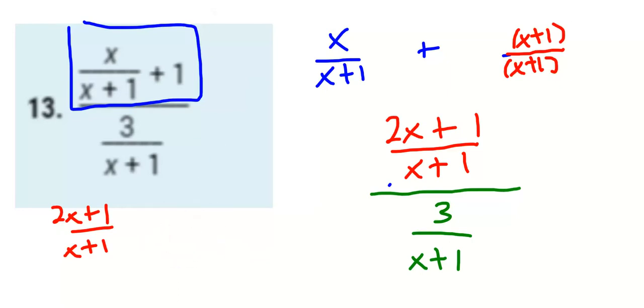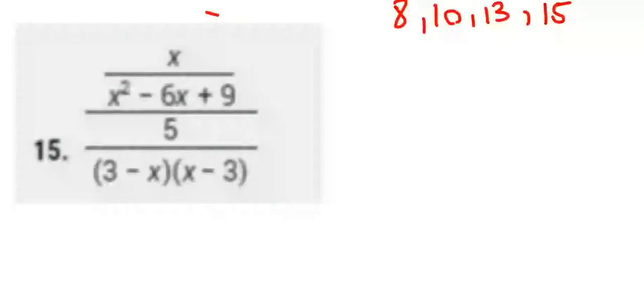And now, finally, this question all of a sudden becomes really easy. Sorry, x plus 1 on top and the 3 on the bottom. Okay, now what cancels? The x plus 1's cancel. What's left over? Cool.